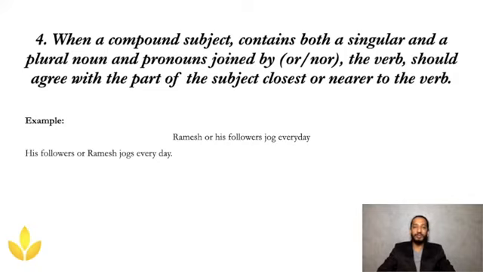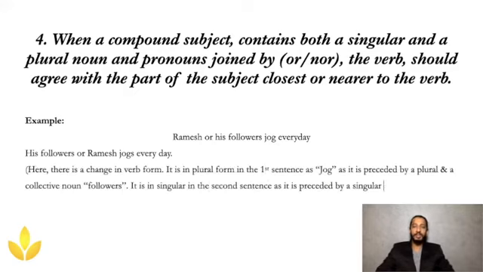So here, if you notice, there is a change in verb form compared to the first and second sentence. It is the plural form in the first sentence, jog, as it is preceded by a plural and collective noun, that is followers. Then in the second sentence, it is in the singular form because it is preceded by a singular noun, that's Ramesh.